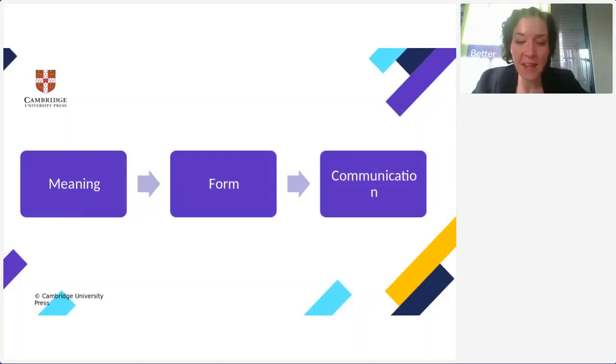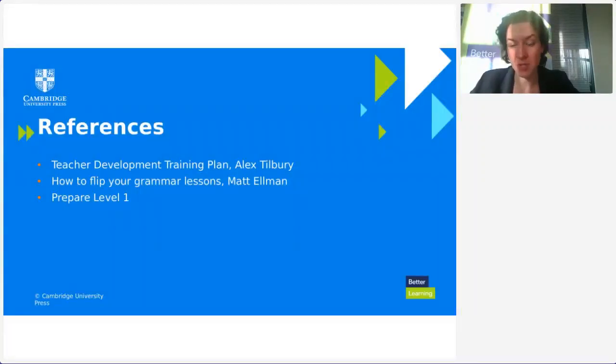Okay, meaning, form, communication. Check the meaning first. Ask questions about the meaning first in any grammar structure. Provide students with the form. Ask them to discover this form, and then see how it works in the communication. By the communication, I mean spelling and speaking, pronunciation and spelling as well.